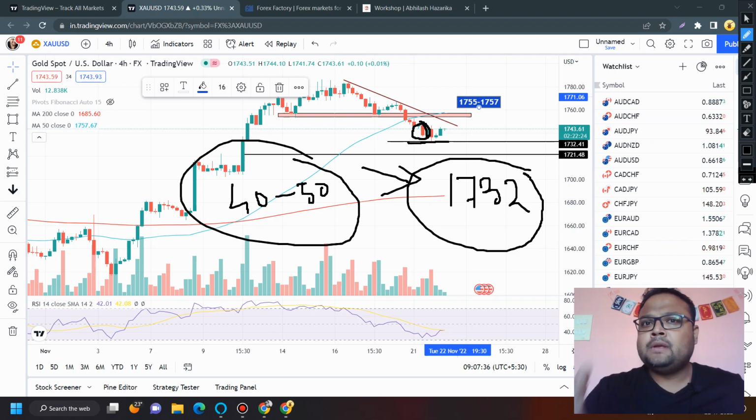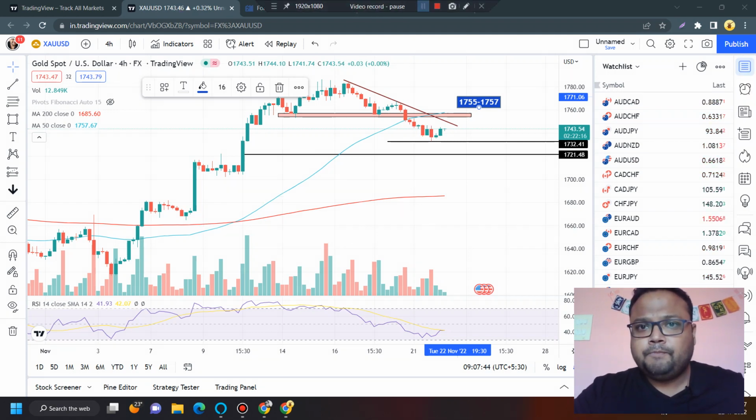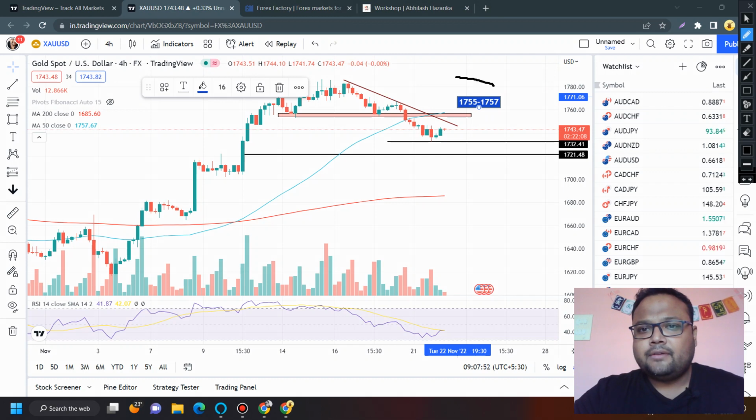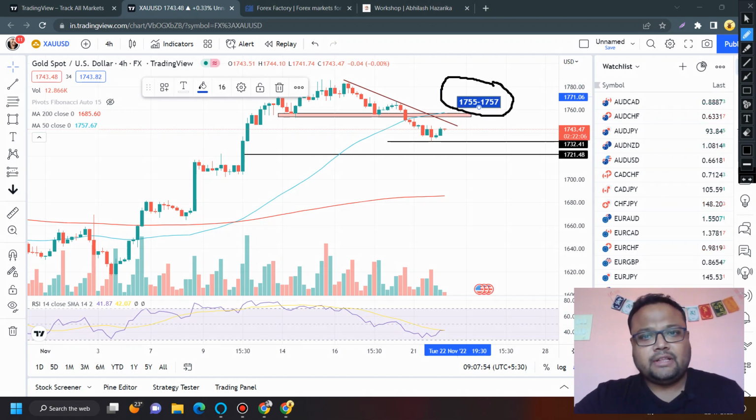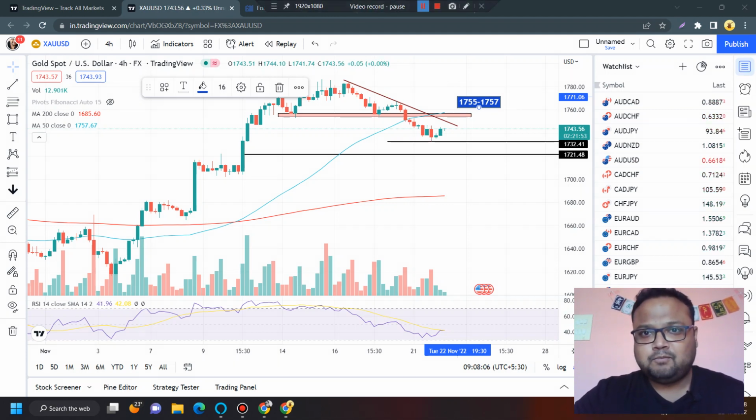But again, I'll say, the volatility is not much in the market right now, so 40-50 pips is decent enough. You need to be flexible according to the market conditions. So from the 4 hour time frame, we have a resistance around 1755 to 57, which was previous support, now acting as resistance. And then we have a temporary support, not support, swing low of 1732. If the market breaks it, we can go for a sell.